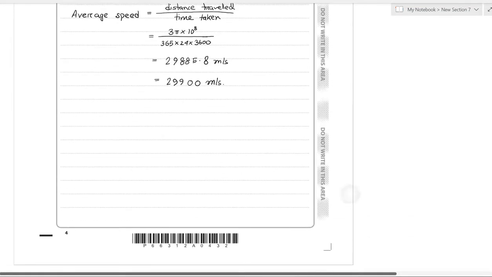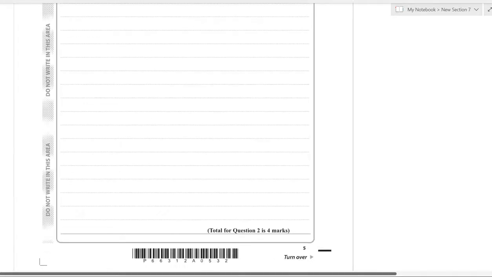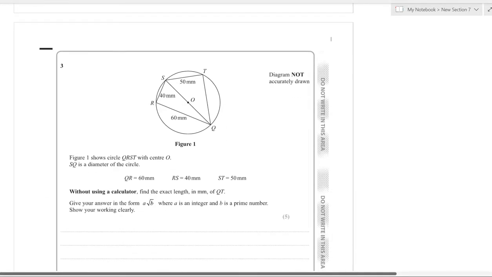Moving to question number 3. Question number 3 gives you a circle with several triangles inside it. Figure 1 shows QRST with center O. SQ is the diameter of the circle. QR is 40 mm. RS is 60 mm. RS is 40 mm. And ST is 50 mm. So without using a calculator, find the exact length in millimeters of QT. Give your answer in the form A root B, where A is an integer and B is a prime number. Show your working clearly.